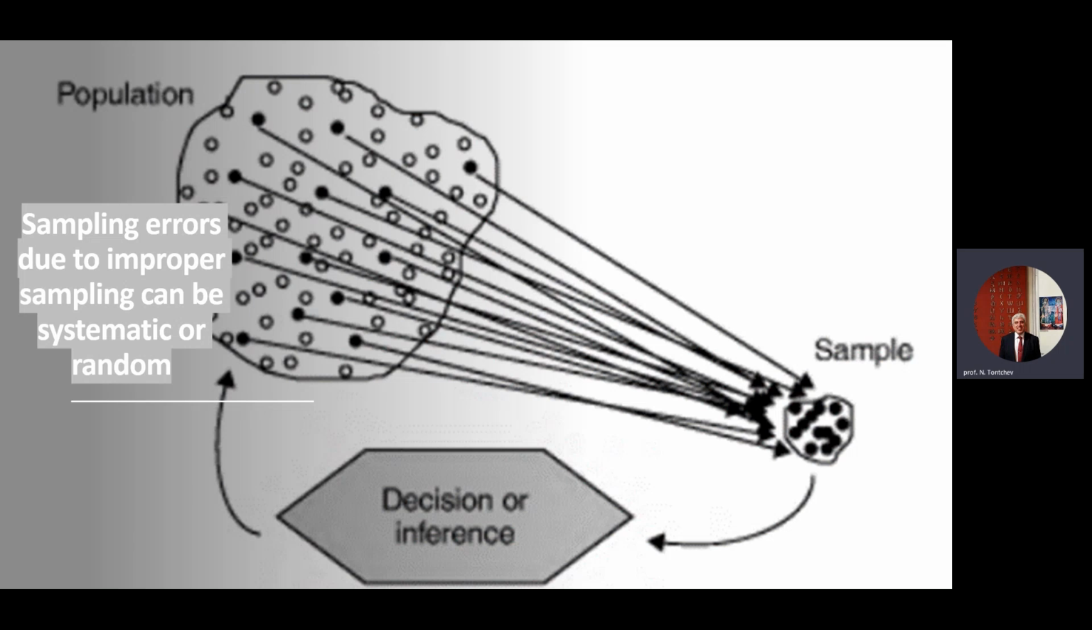Calculation errors are the result of data rounding, from truncation calculations or other computational transformations. Both statistical and non-statistical estimates are used to deal with these errors. Sampling errors due to improper sampling can be systematic or random, and thus can be addressed by non-statistical and statistical estimates, respectively.